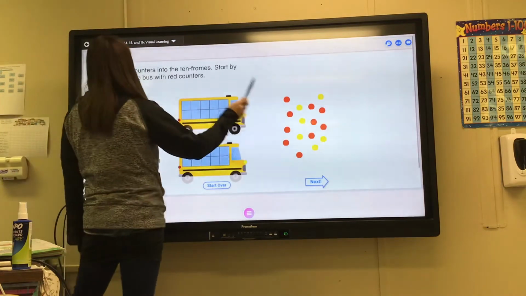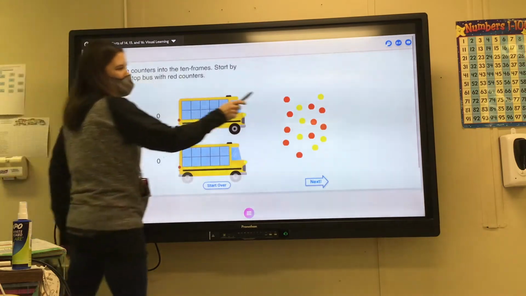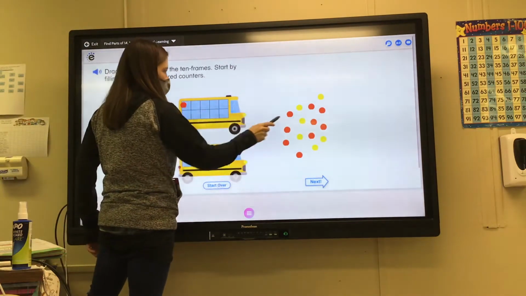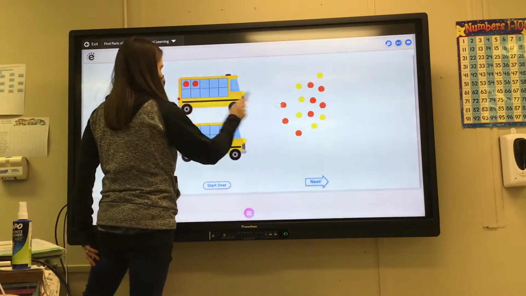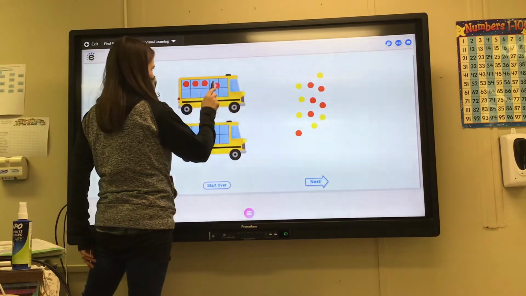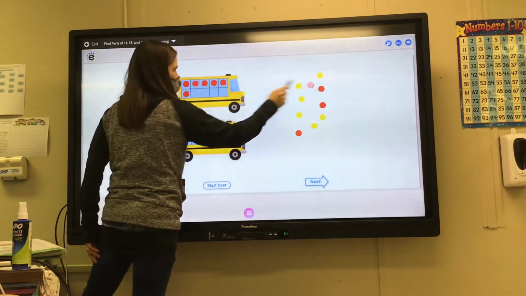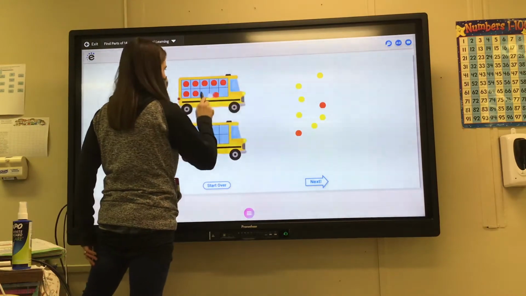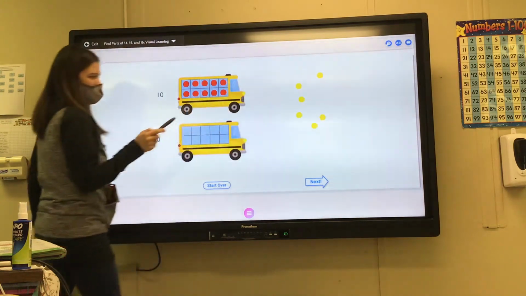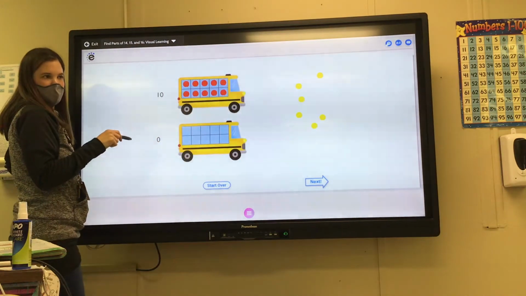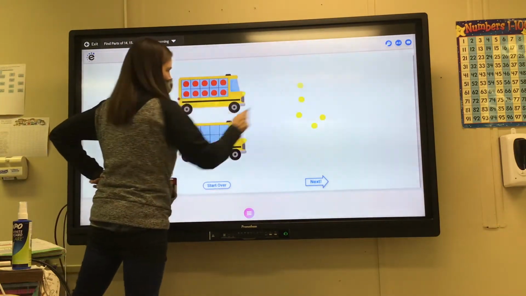Alright, here we go. It says drag the counters into the 10 frame. Start by filling the top bus with red counters. 1. The reds could be our boys. 4. 7, 8, 9, 10. And now we're going to fill in the bottom 10 frame with the yellow counters.